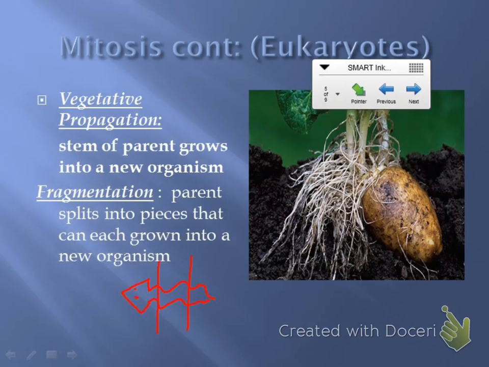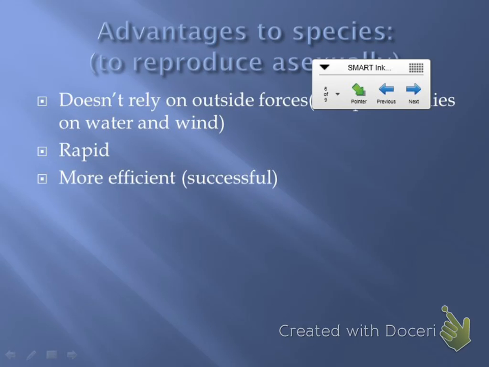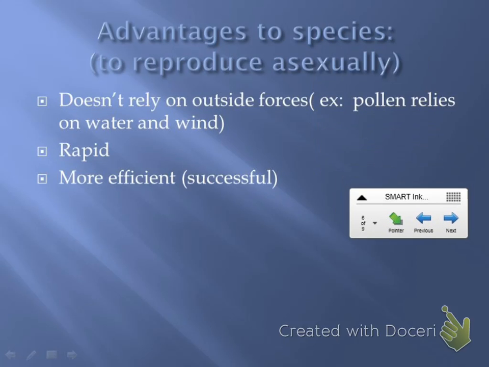Okay. What are some advantages of asexual reproduction? Well, asexual reproduction doesn't have to rely on outside forces. Example, pollen has to rely on water and wind. Okay, things that reproduce sexually have to rely on finding a mate. Asexual reproducers do not have to worry about that. Asexual reproduction is very rapid, and it's actually more efficient. There are not as many things that can go wrong with asexual reproduction.